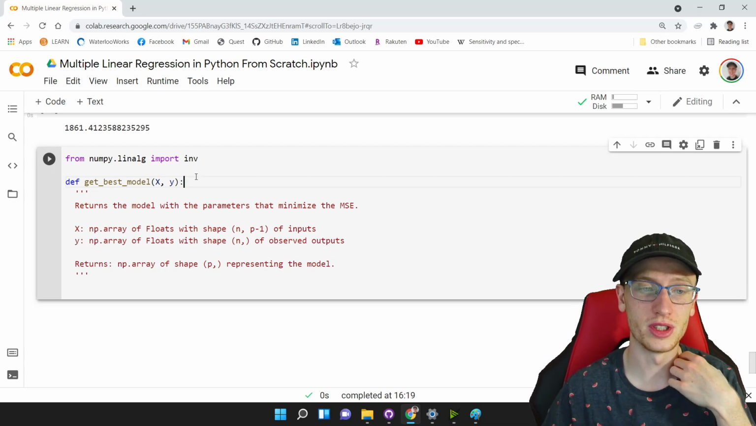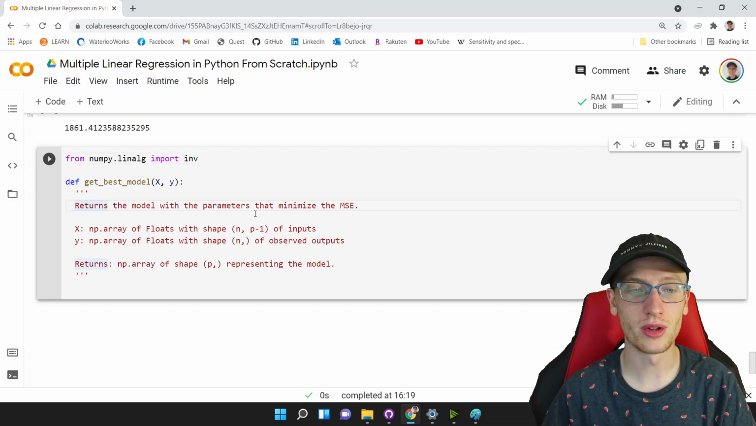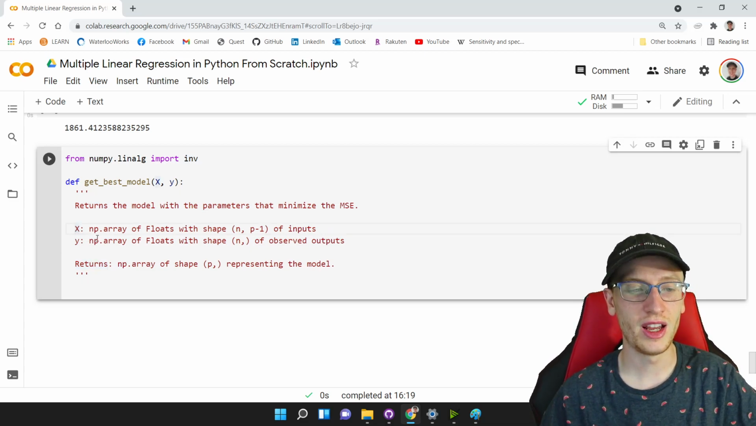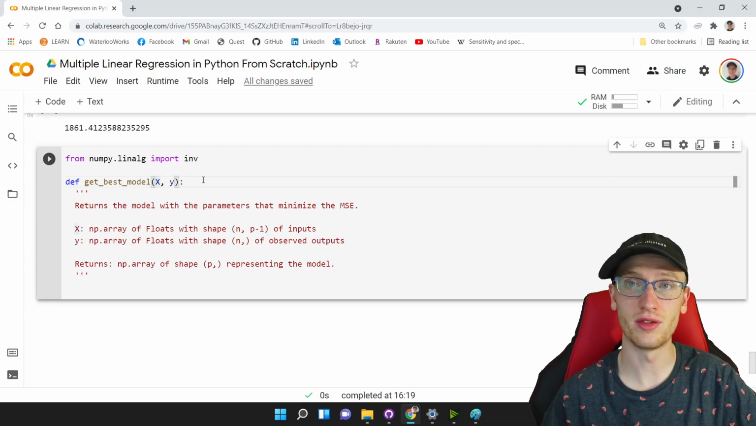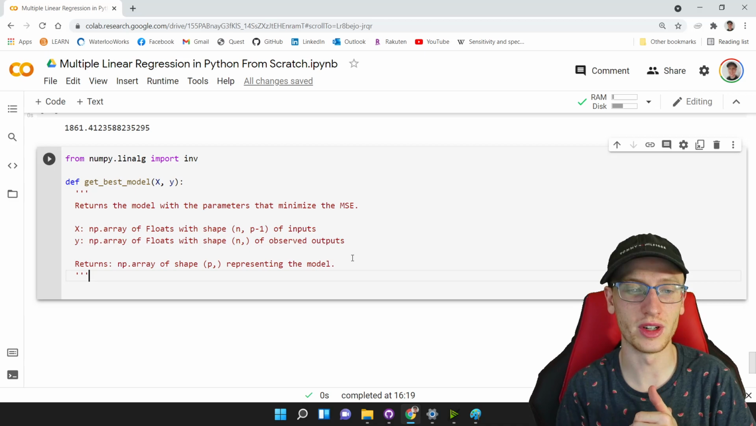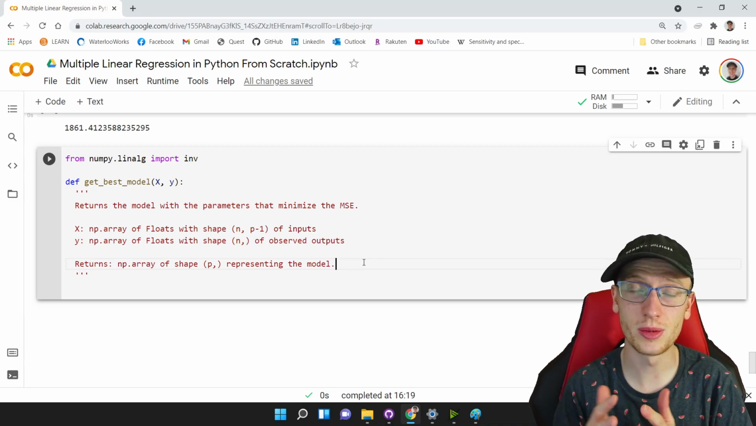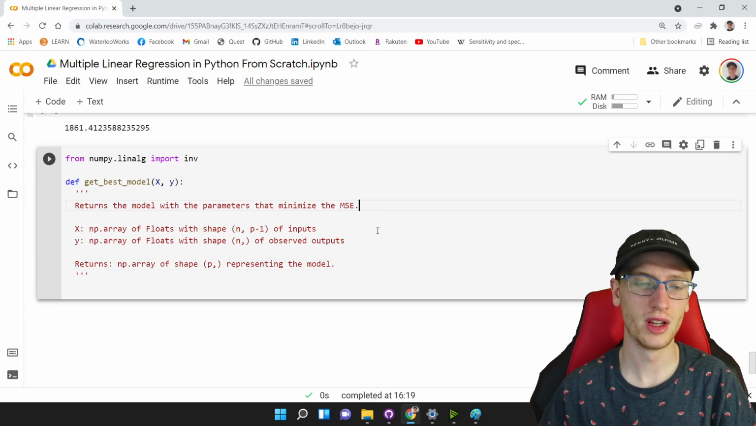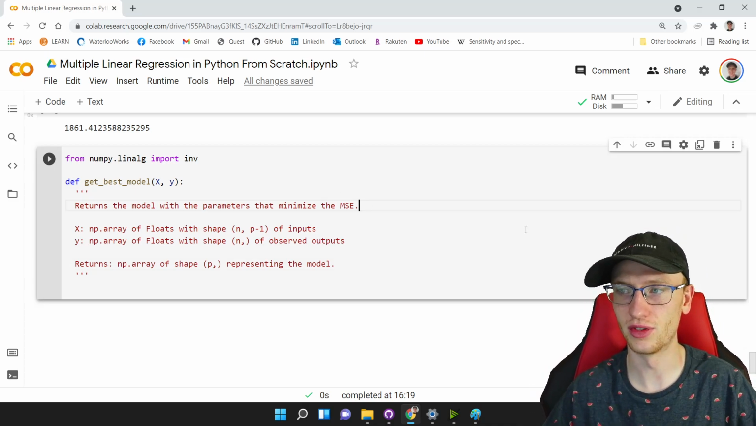We want to get the best model, which is a function, don't worry about this import, that returns the model with the parameters that best minimize the mean squared error. X is a numpy array of floats with a shape of n by p-1, our inputs as before. Y is a numpy array of floats with a shape of n comma, the observed outputs. So we give it the x and the y, basically like fit before, and it returns a little bit of a different object than Scikit-Learn does. It's just a vector of values, a numpy array of p parameters representing our model. It returns the best parameters that will minimize the MSE, assuming it's a linear formula.